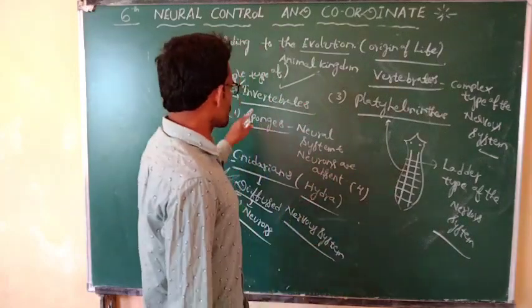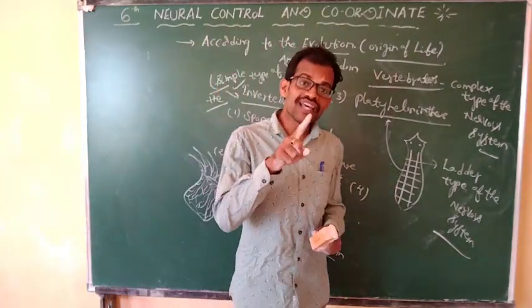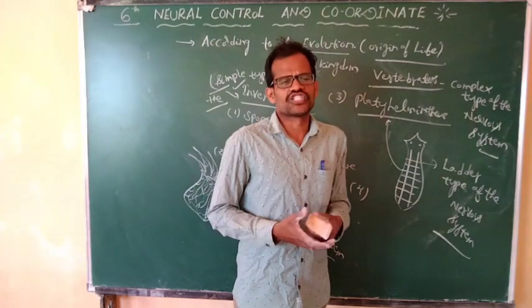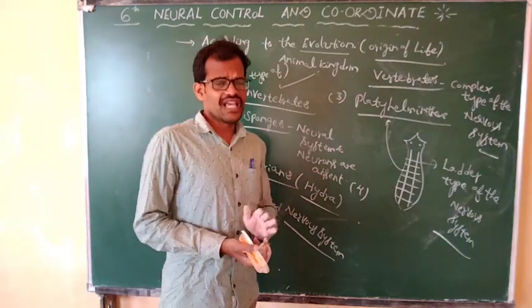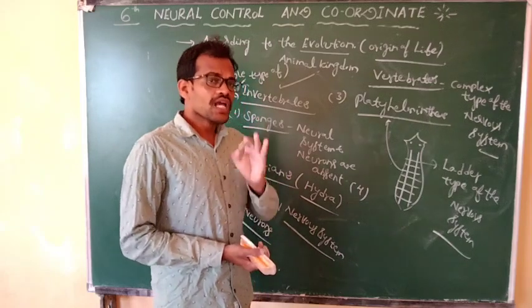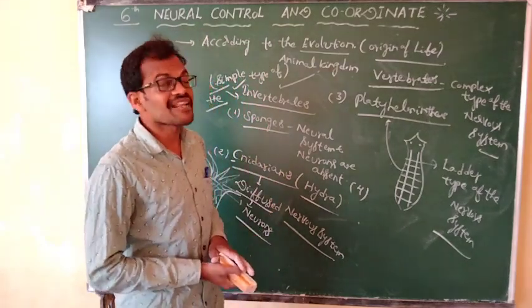Sponges, Cnidarians and Platyhelminthes we will discuss at the time of the animal kingdom. Here we are only briefly discussing which systems exist in the animal kingdom. Vertebrates consist of a complex nervous system.